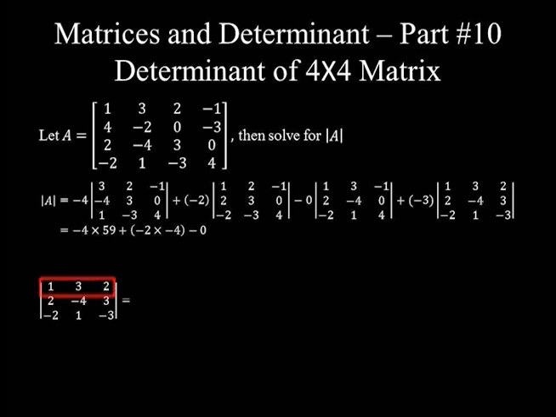The sign of the row 1, column 1 entry is positive as usual. The second entry is negative and the third entry is positive. So the sum becomes 1 times the determinant of the first 2 by 2 matrix, minus 3 times the determinant of the second 2 by 2 matrix, plus 2 times the determinant of the third 2 by 2 matrix. 1 is in row 1, column 1. Removing these two, we will find these 4 elements.